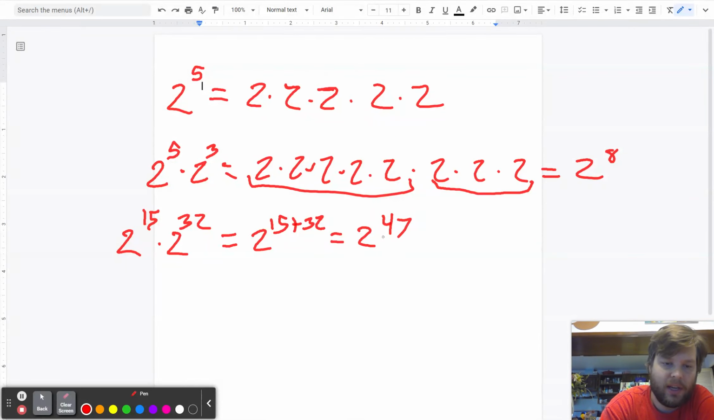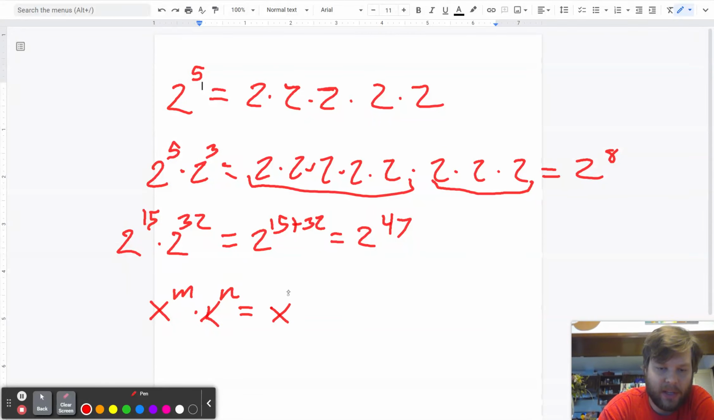So when you see the exponent law that looks like this, x to the m times x to the n, that becomes x to the m plus n. And the idea there is just you are counting up the total number of x's all in a row, and so that's going to be adding them together.